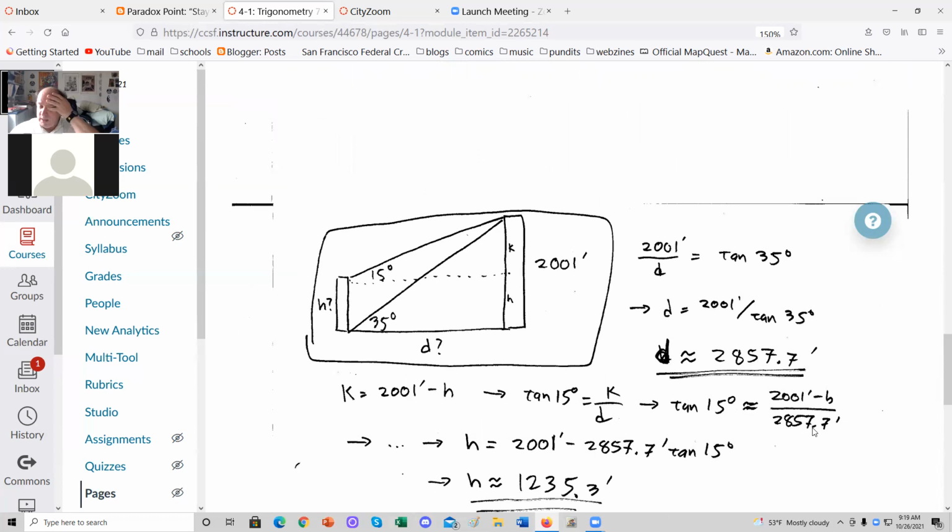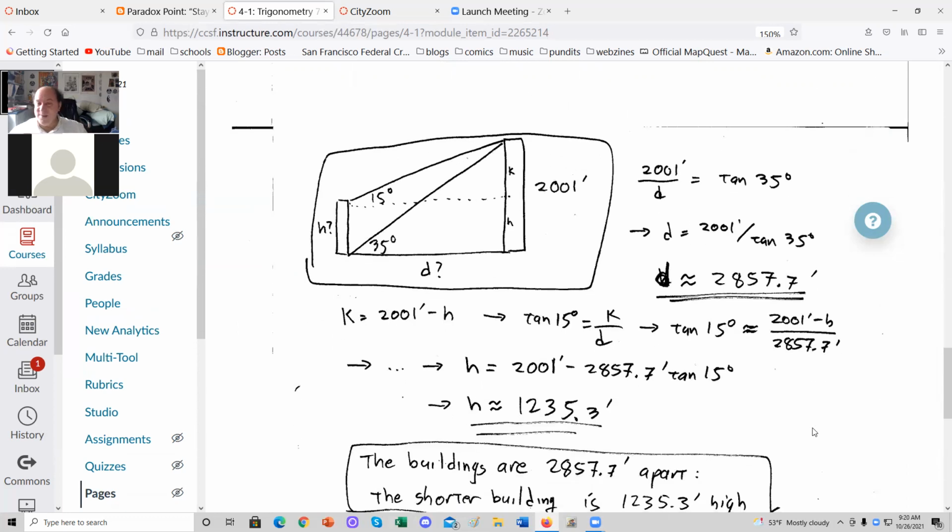Now here we're getting some trickier problems where the use of a picture actually is justified. Here are two buildings. Here's a tall building, here's a short building. The tall building is 2,001 feet tall. From the base of the short building, you look up to the top. This is called the angle of elevation.